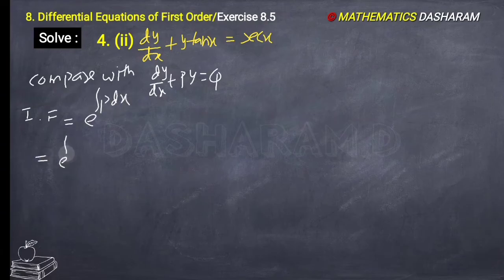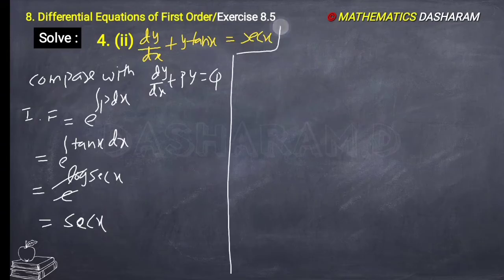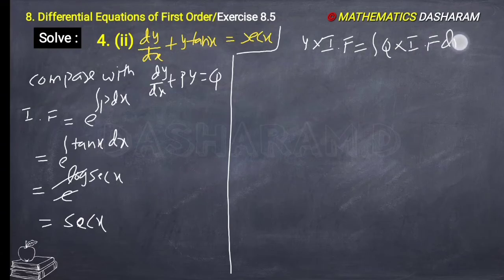So it equals e to the power of integration, here the p value is tan x. Here e to the power of integration tan x is log sec x. So both are cancelled. So the integrating factor is sec x. Next let's find out the answer. The formula is y into integrating factor equals integration q into integrating factor dx plus c.